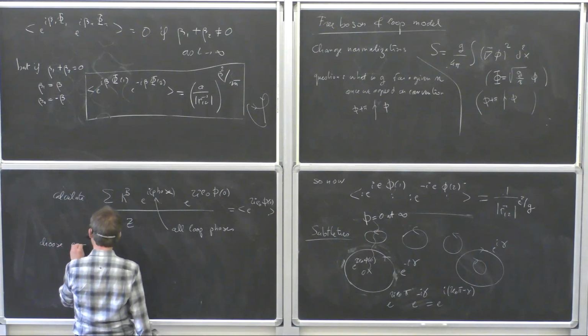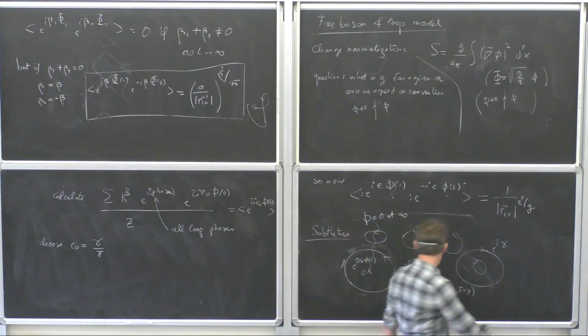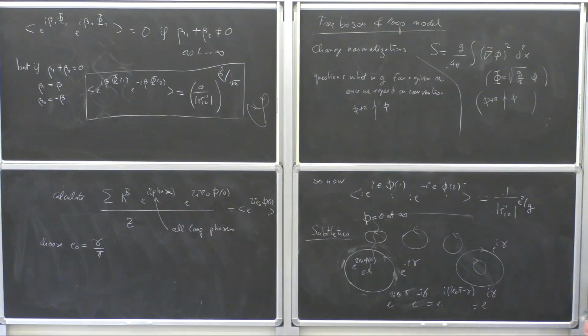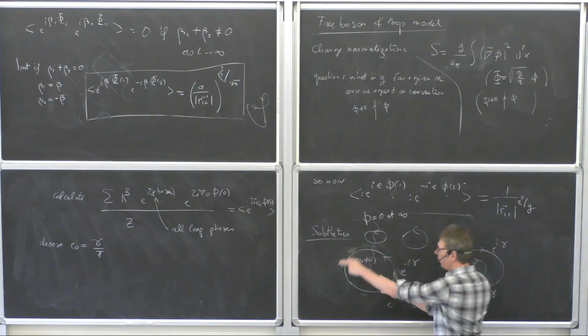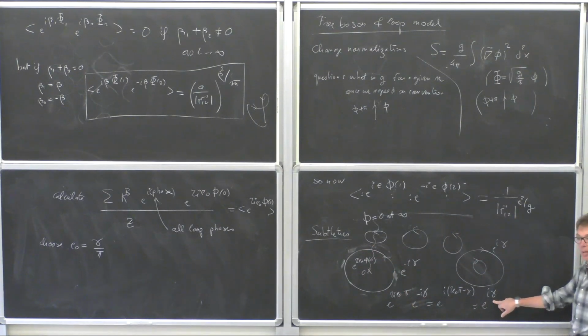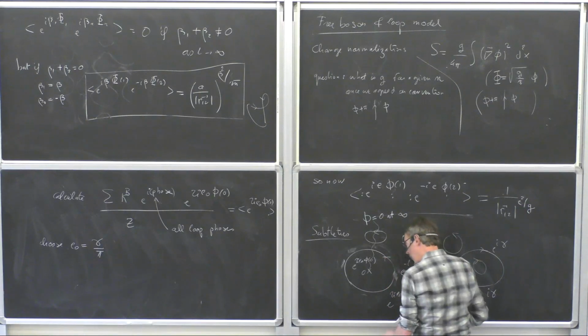And now let's imagine I chose e naught such that e naught is gamma over pi. If I do this, this becomes e to the plus I gamma. I've changed the weight of the loops surrounding this point from e to the minus I gamma to e to the plus I gamma.